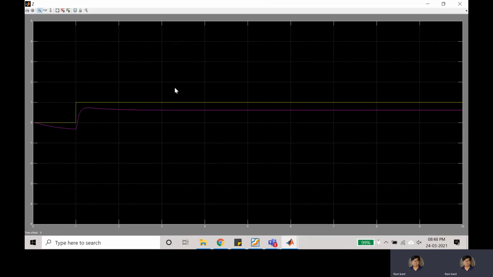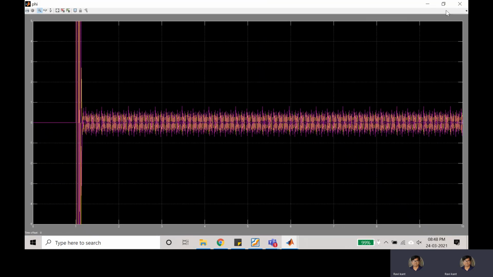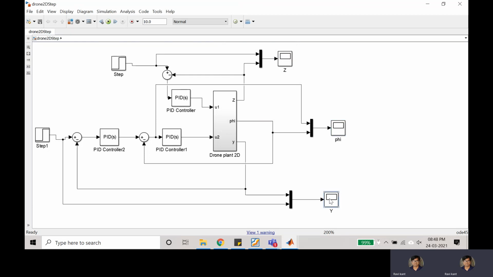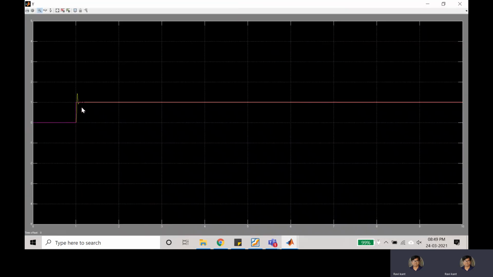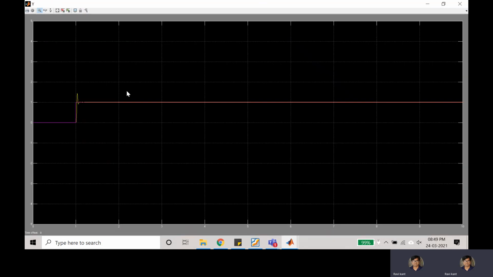Now you can see the system has been stabilized. You have given step input, and approximately you are following your command. In Z, in phi also approximately you are following the command, and Y also, although you have some oscillations over here, you are following your command. It means your plant has been stabilized. It means you have instructed it to go to a certain step and then stop or do something, and it is following whatever command you have given.